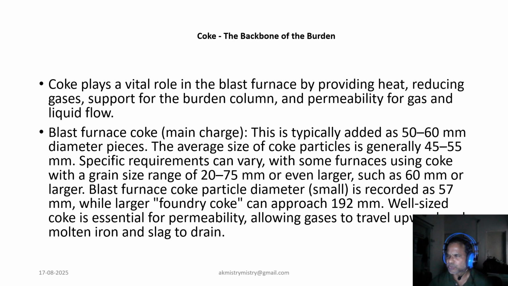When we consider blast furnace coke, which is the main charge, it's typically added as 50 to 60 mm pieces. The average size I would expect to see is generally around 45 to 55 mm. However, specific requirements can vary. Some furnaces might use coke with a grain size range of 20 to 75 mm or even larger pieces such as 60 mm or more, which is termed sinter coke. For instance, a smaller blast furnace coke particle diameter is recorded as 57 mm, while much larger foundry coke can approach more than 120 to 150 mm.